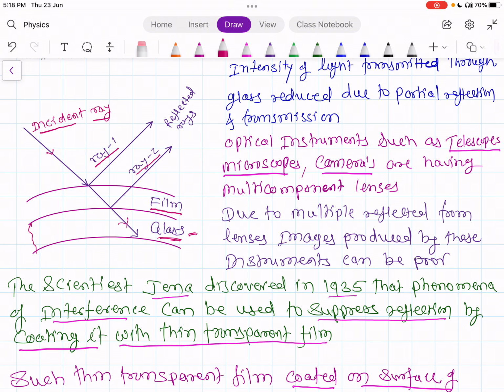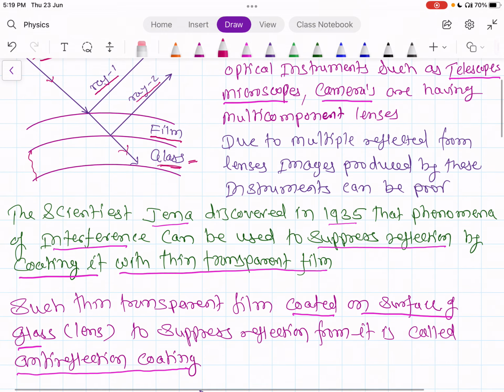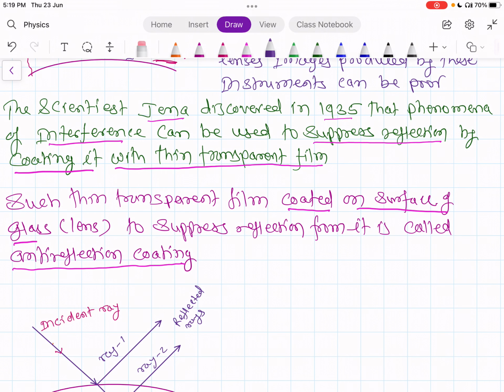You can get that only when ray 1 and ray 2 interfere destructively. Ray 1 and ray 2 should interfere destructively, and both rays should have equal amplitude. So there are two conditions to suppress the reflected light. Let's write that a thin film acts as an anti-reflection coating if there are two conditions.